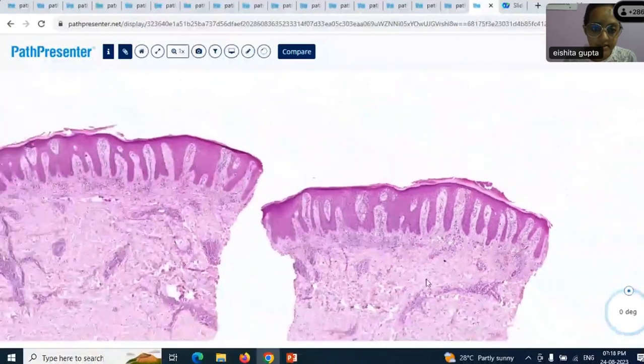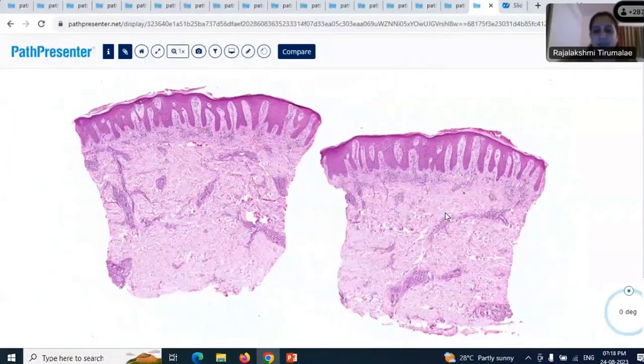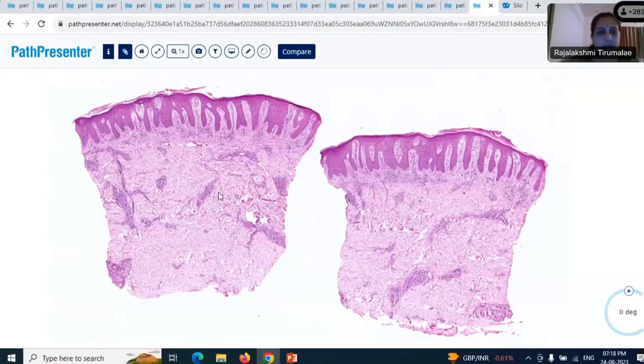Dr. Ishita, can you tell me what pattern this fits into on scanning magnification? Because that's the first thing that we're supposed to start with. What pattern would this fit into? Look at the dermal infiltrate. What is the pattern you're seeing here? I hope you all can see my arrow. Can you see my pointer? Is my pointer visible? Yes, ma'am. Okay. So can you tell me what pattern this would fit into?